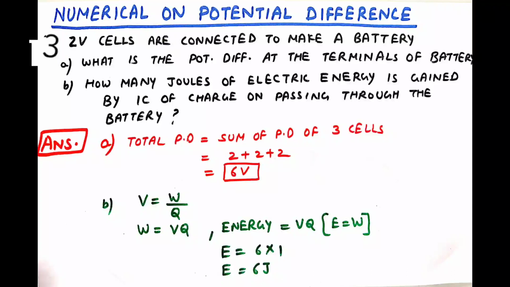B part. We know from the earlier formula that electric potential is equal to work divided by charge. So we get the formula that work is equal to potential difference multiplied by charge. Or we know that energy is equal to work, so we can write this formula as energy is equal to potential difference multiplied by charge. So potential difference is 6 and charge is 1. So we get energy as 6 into 1, that is 6 joules.